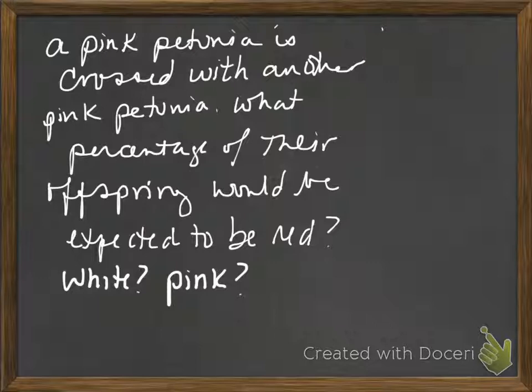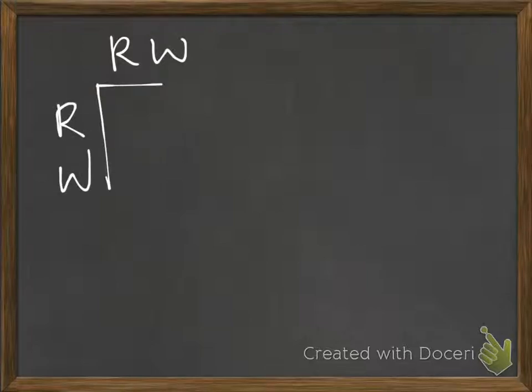Okay, so we've got two pink petunias. First off, what's their genotype? RW. So we have RW crossing with RW. Do your Punnett square. So since I can't hide my screen, I'll just leave it blank. Doing the finger vote again.